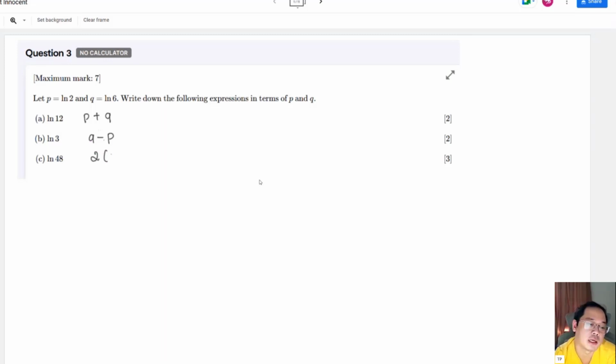And ln 48. 2 times P plus Q, ln 12. Okay.